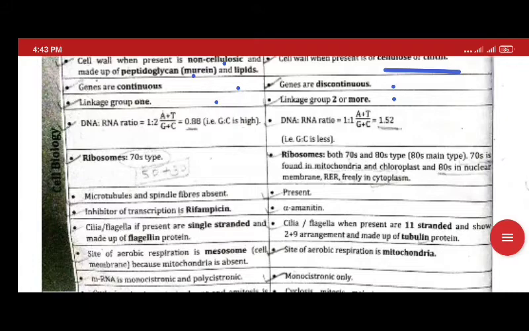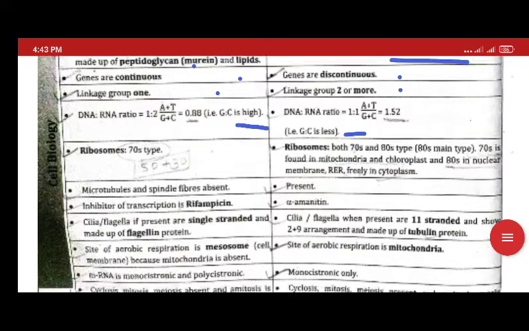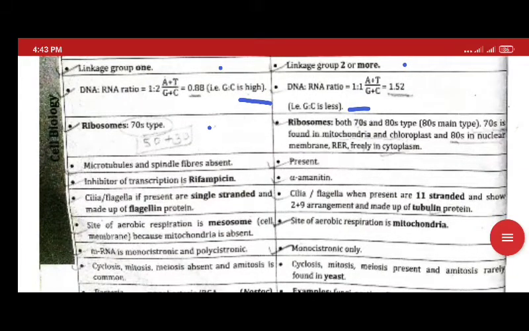So mainly linkage is active in eukaryotes. Now the DNA to RNA ratio is high in prokaryotes, and the DNA to RNA ratio is less in eukaryotes. Ribosomes are only 70S type in prokaryotes, and both 70S and 80S type in eukaryotes. So 70S type is found in mitochondria and chloroplast, and 80S is found on the nuclear membrane, RER, and cytoplasm.